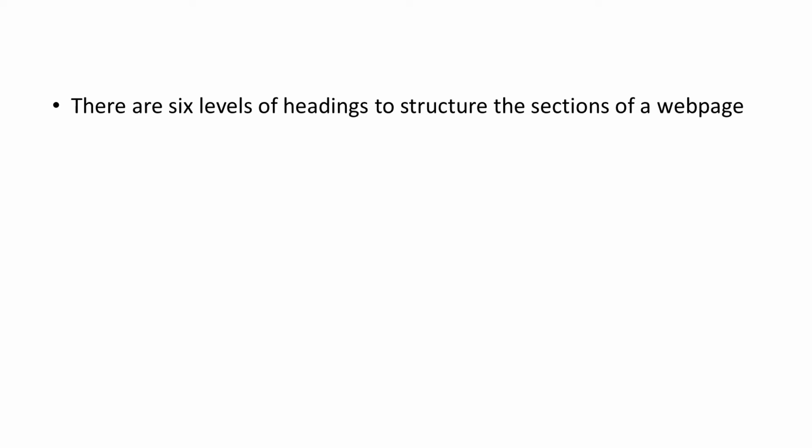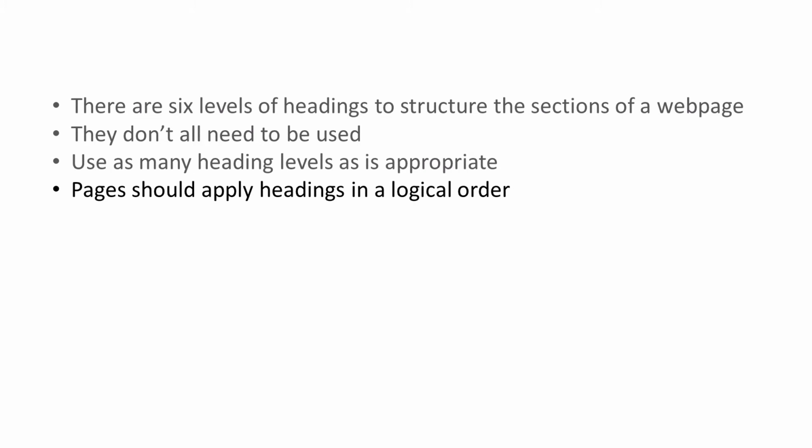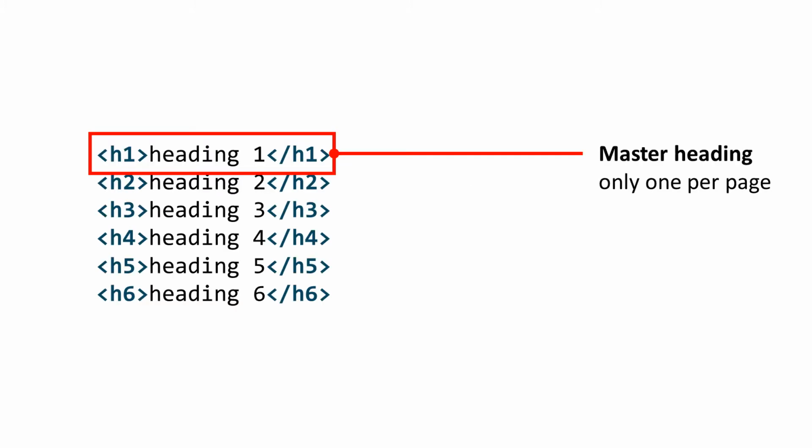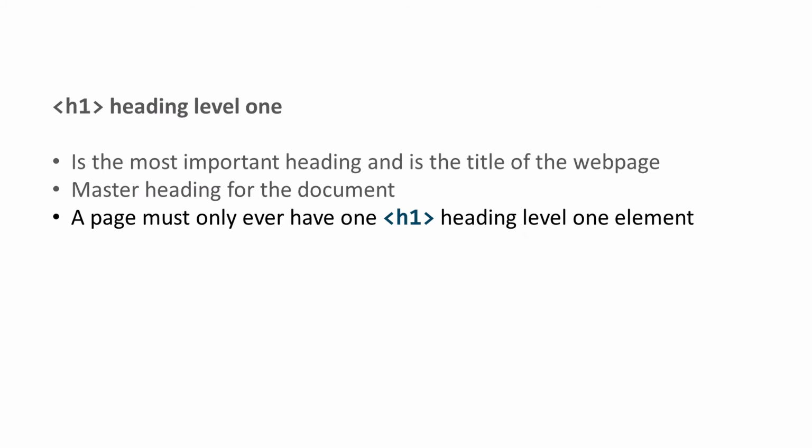There are 6 levels of headings available to structure the sections of a web page. Even though 6 levels exist, they don't all need to be used. Use as many heading levels as is appropriate. Pages should apply headings in a logical order. A heading 1, H1, is the most important and is the title of the page. Think of it as the master heading for the document. And importantly, a page must only ever have one heading level one element.